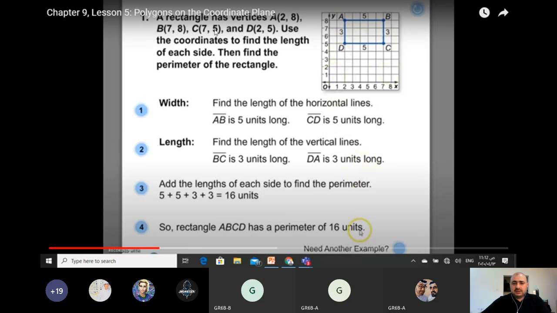The third point, here we have C (7, 5). Go to the 7 in x-axis, then go up 5 units. 1, 2, 3, 4, 5. This is the point C.